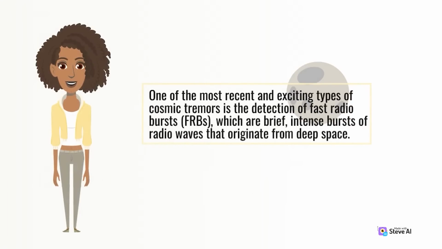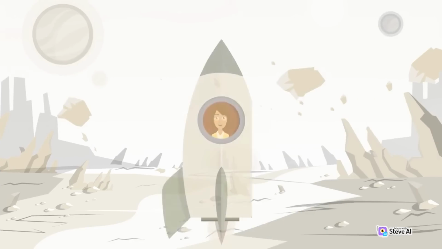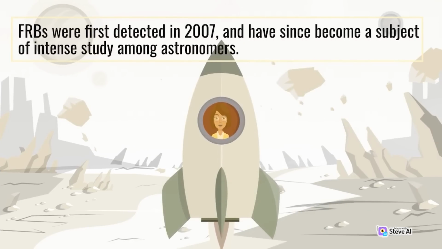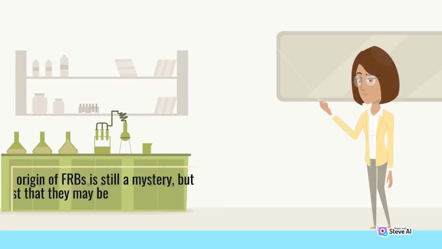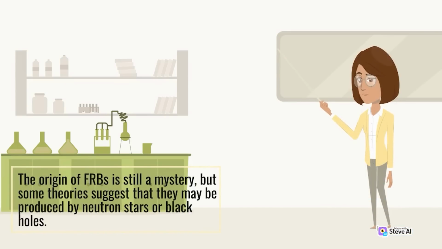One of the most recent and exciting types of cosmic tremors is the detection of fast radio bursts, FRBs, which are brief, intense bursts of radio waves that originate from deep space. FRBs were first detected in 2007, and have since become a subject of intense study among astronomers. The origin of FRBs is still a mystery, but some theories suggest that they may be produced by neutron stars or black holes.